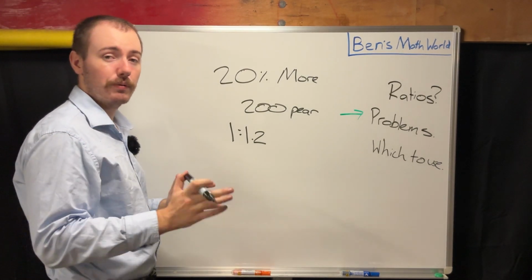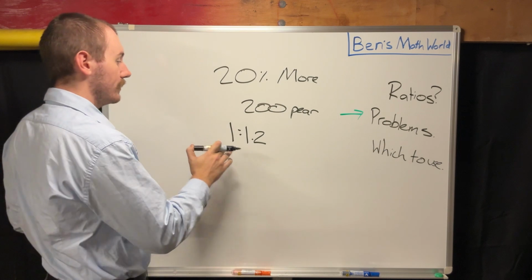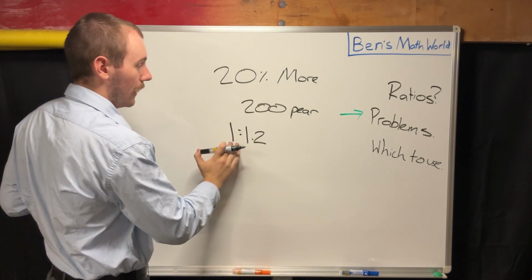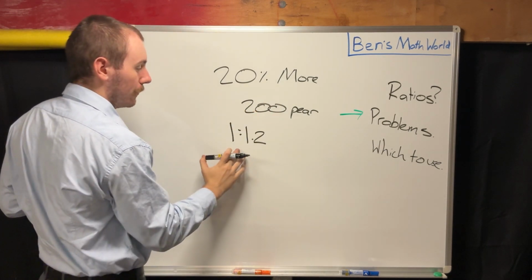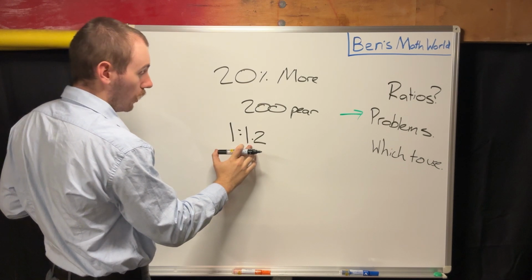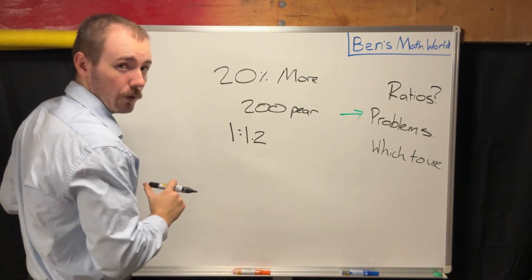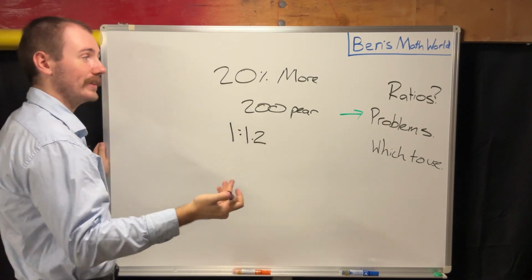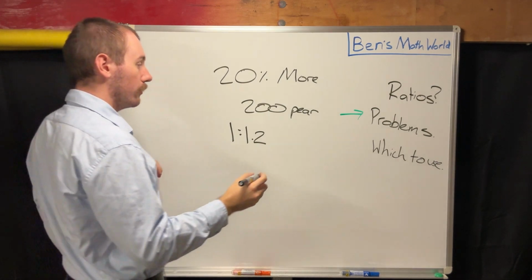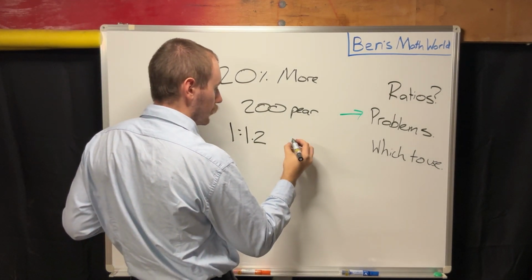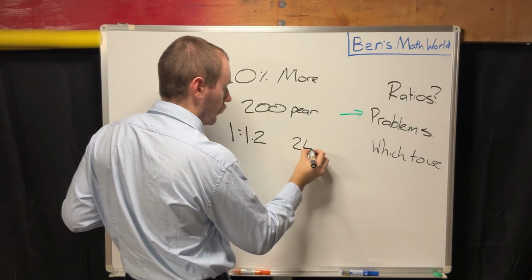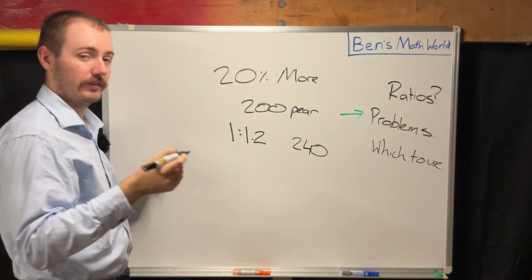So now that we have it represented as a ratio, we can simply divide what we have by 1. So we're just going to have 200, and we're going to multiply that now by what we want, which is 1.2. So 1.2, or 20% more apple trees. 200 multiplied by 1.2, that's going to be 240 apple trees, and that'll be our answer there.